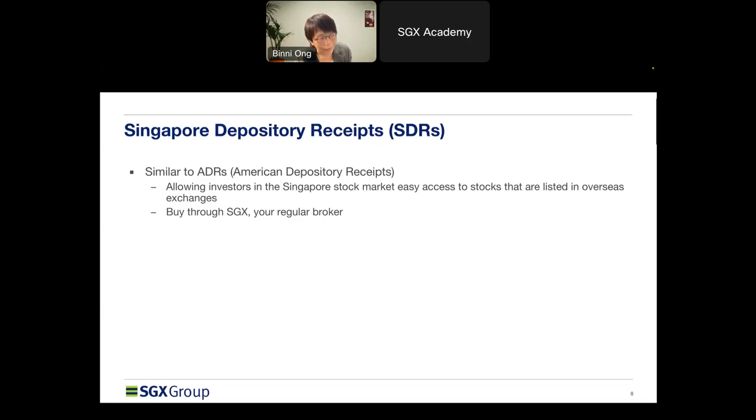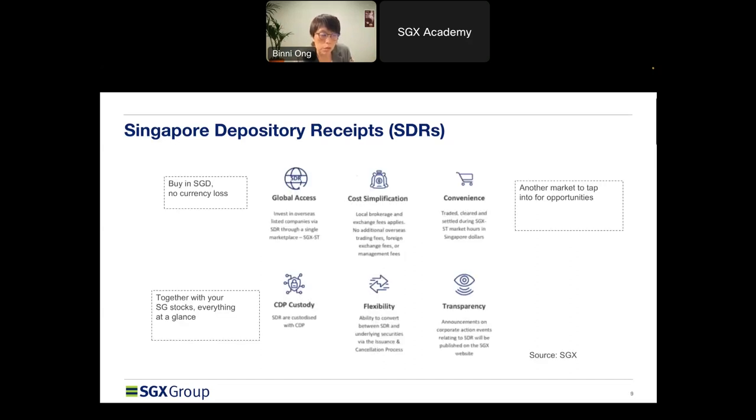And under this ADR, we now have three Thailand companies listed in SET, which are now available for Singapore investors to get access to. This will allow Singapore investors to buy into stocks listed overseas, but you do not need to open an account with the foreign stock exchange or foreign brokers. You can buy through SGX, through your regular brokers, because these listed companies are available in SGX via the SDR. So this is the concept of SDR, very similar to ADR.